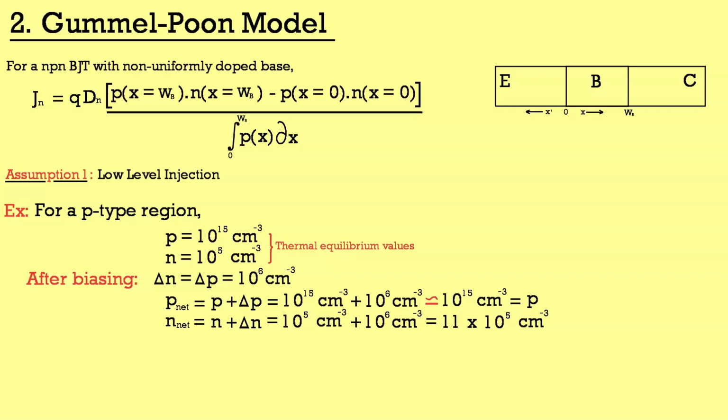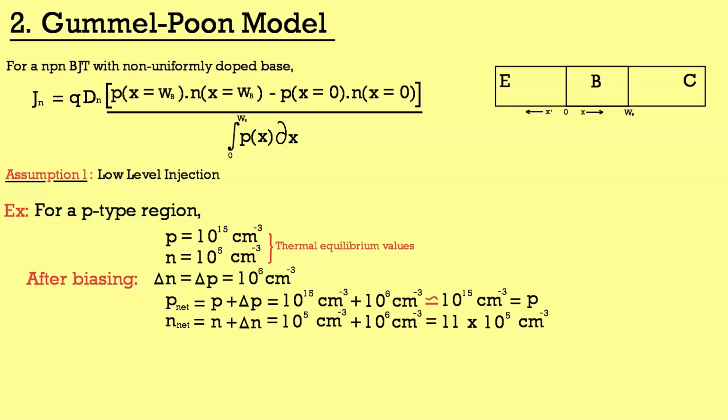In the unit of PN junction, when we were deriving the ideal diode current equation, we considered low level injection. An example for your better understanding is represented on the screen. Suppose we have a p-type region with hole concentration 10 raised to the power 15 and free electron concentration 10 raised to the power 5. After biasing, the excess hole and electron concentration is equal to 10 raised to the power 6 per centimeter cube. To maintain charge neutrality, excess hole concentration is equal to excess free electron concentration.